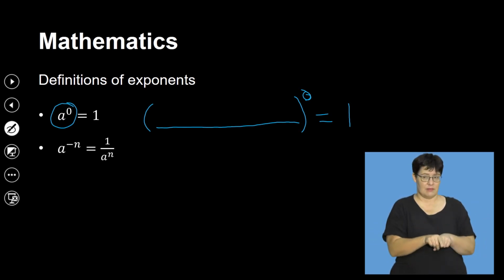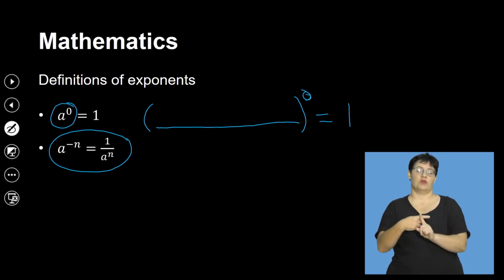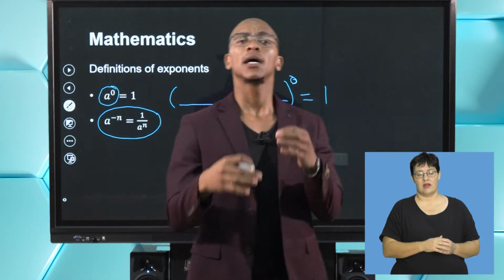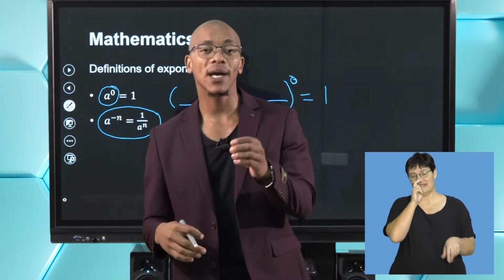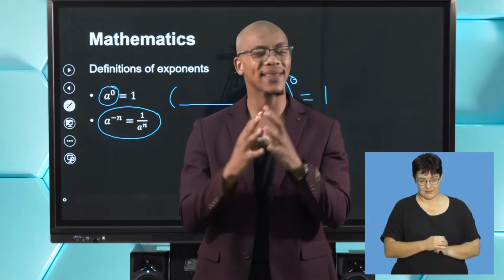And then also changing the negative exponent to be a positive exponent. Why do we do this? Is because we know that most of the time the answer is always required to be left with a positive exponent. So I hope that makes sense, guys.